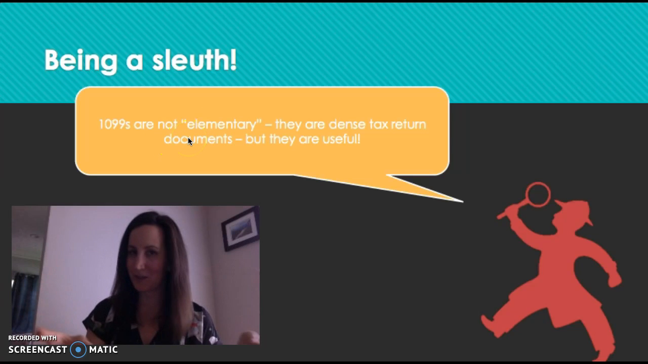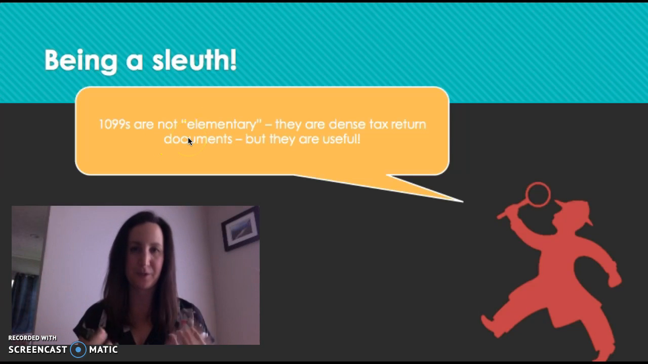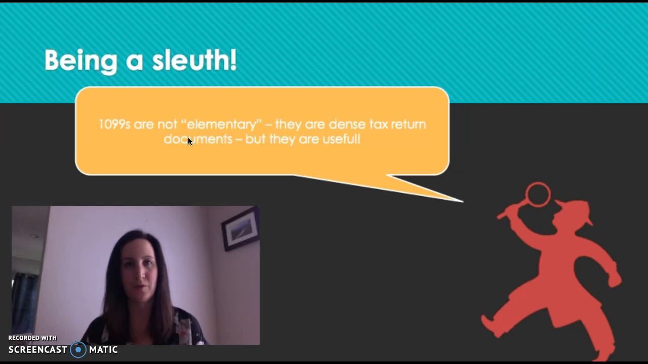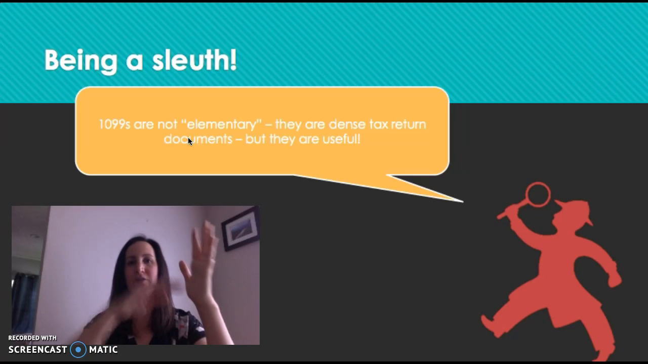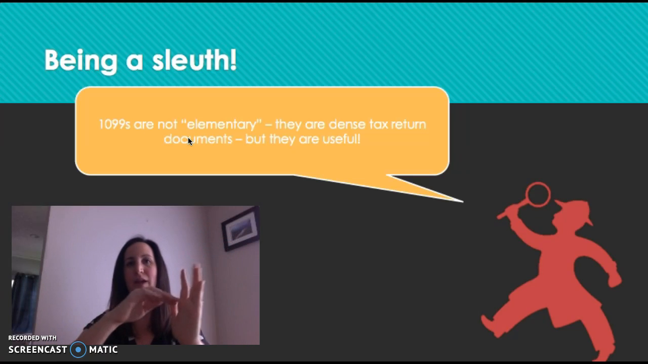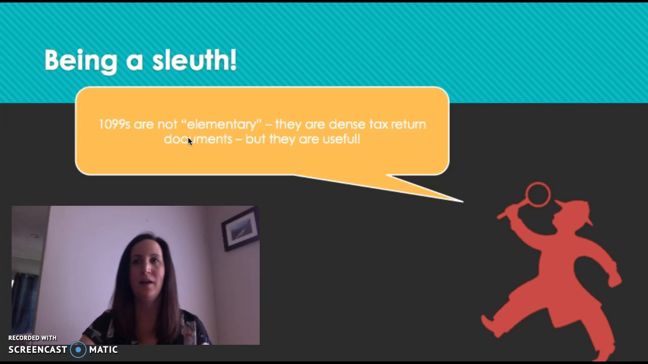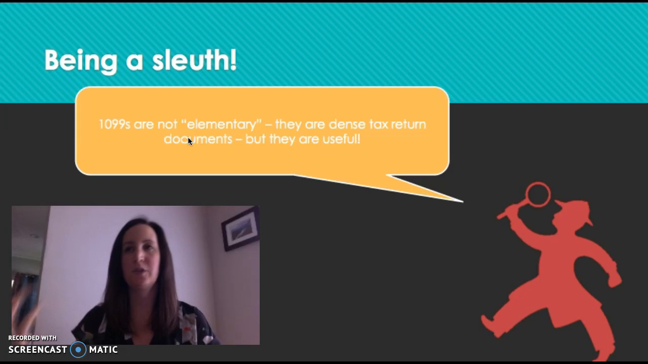1099s are not elementary. They are dense tax return documents, but they are really useful. Every granting body has to file one of these, so you should be able to find one. They're public record, and it's just going to be an itemized list of everyone that they've given money to and how much money those organizations were given. This is really important if you're trying to apply to that grant maker or if you're just doing a presentation on it.